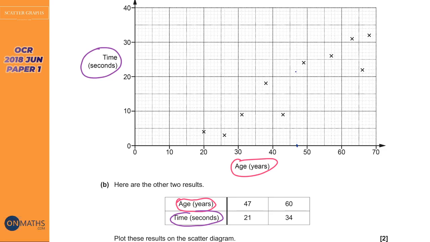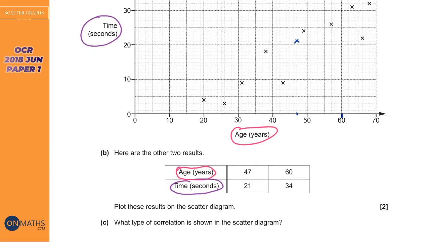And always check the scale. Always check you've got the scale right. And these are both going up in ones, which is nice. The next one is 60, which is here, up to 34, which would be this one. And just put a neat cross. Don't ever put a dot or anything else. Just a neat cross is always the best way.